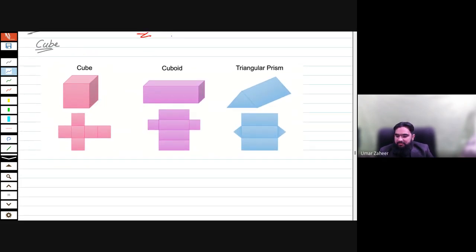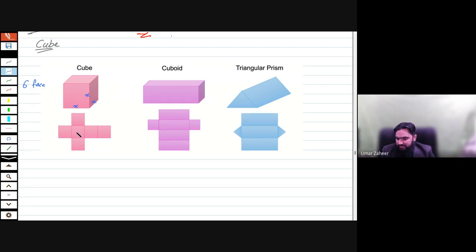The cube is one in which all the lengths are equal, meaning the length is x, the width is x, the height is x, or the breadth is x. All lengths are the same. And if we talk about the number of faces, we have six faces: the front, the back, the left side, the right side, the top and the bottom.